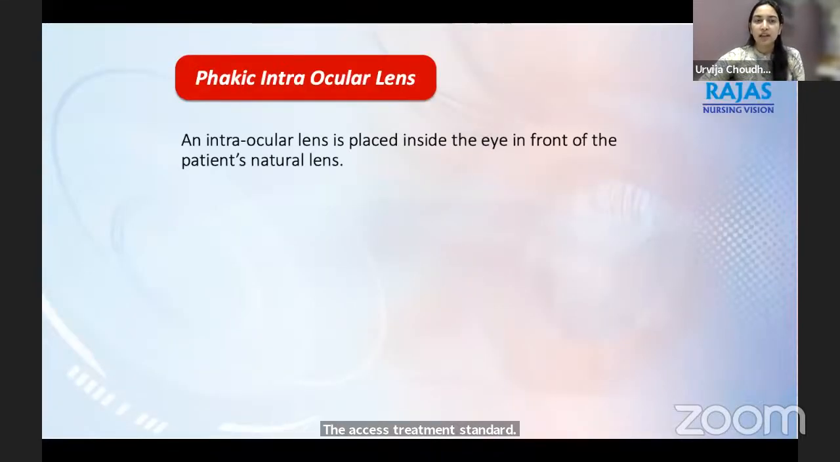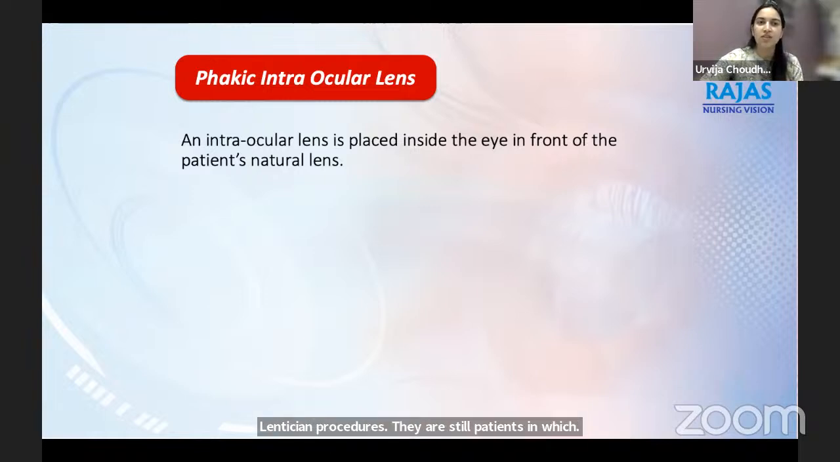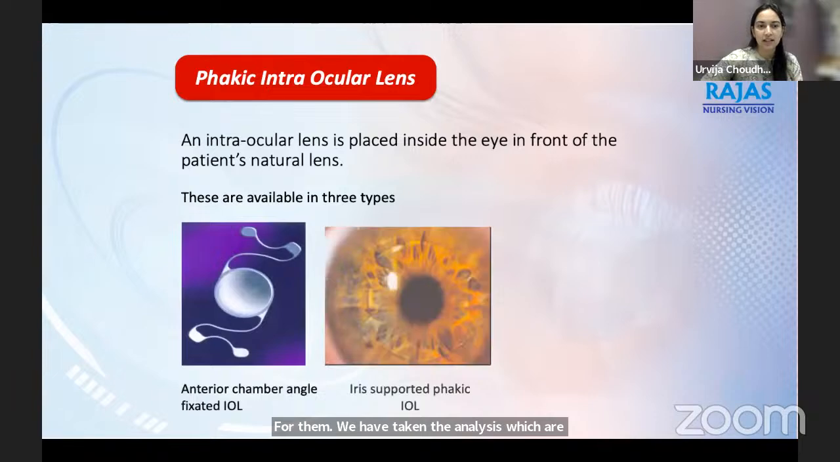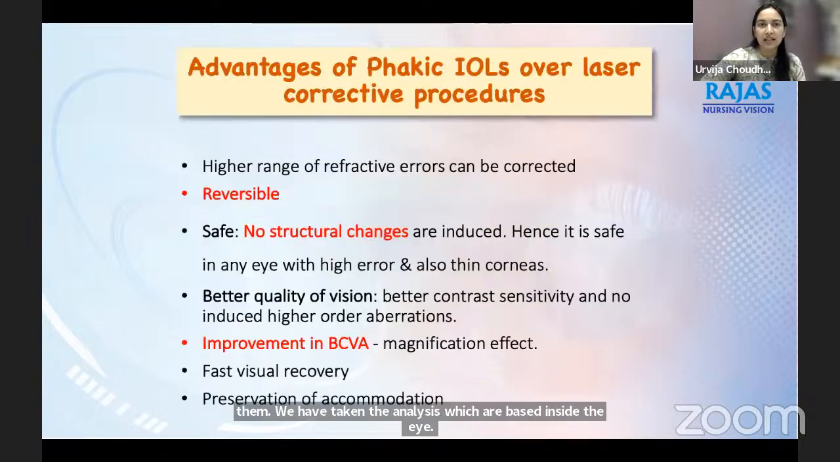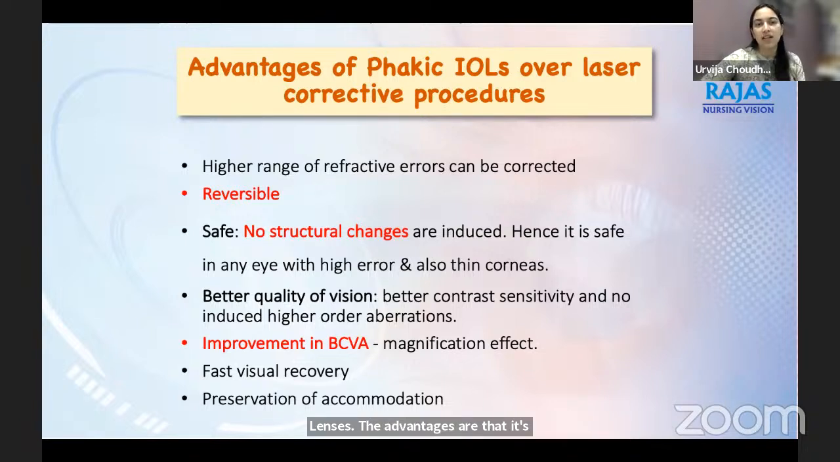After the LASIK, PRKs and the lenticule procedures, there are still patients who are not fit for these procedures. For them, we have phakic intraocular lenses, which are placed inside the eye in front of the patient's natural lenses. There are different lenses. The advantages are that it is a reversible procedure. If the patient has any kind of trouble or side effects with the procedure, it can be taken out.